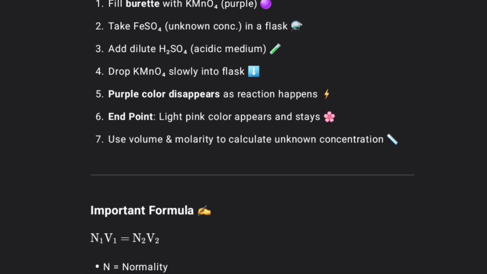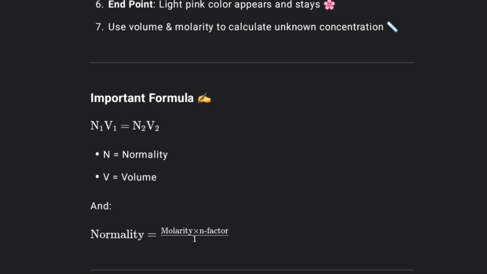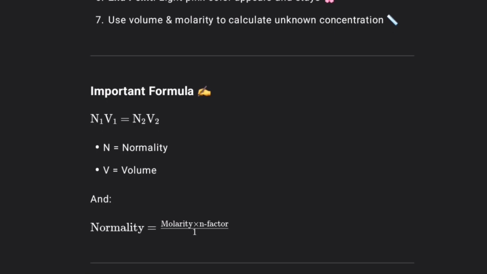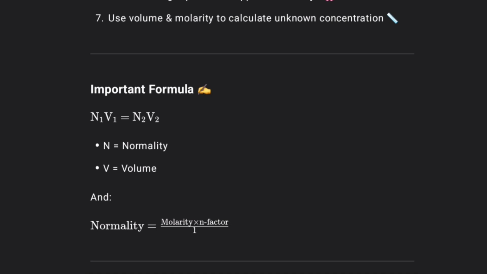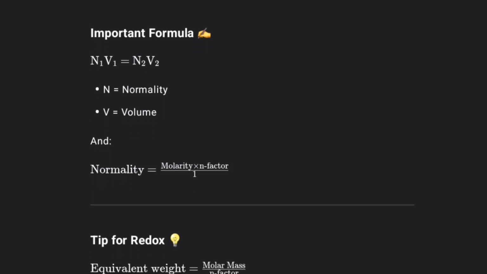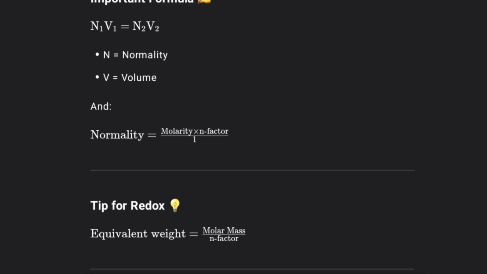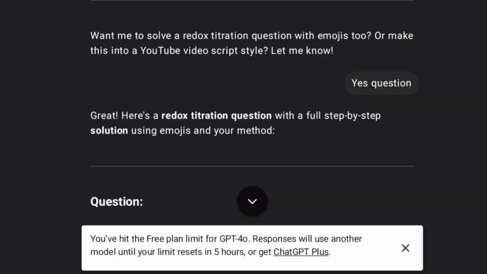Important formula: N1V1 equals N2V2, where N equals normality and V equals volume, and normality equals molarity times n-factor. Or equivalent weight equals molar mass divided by n-factor.